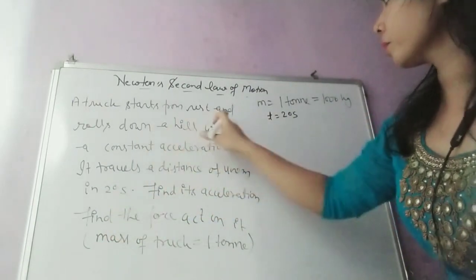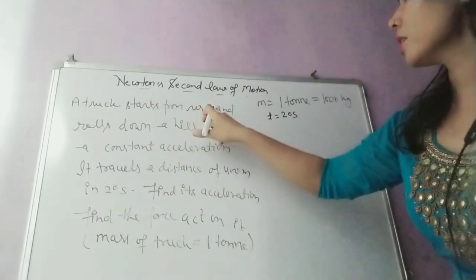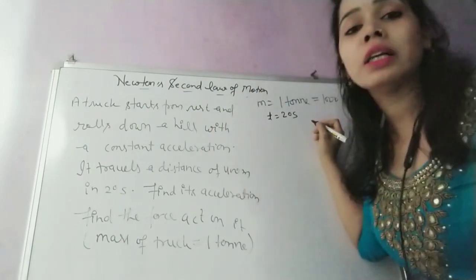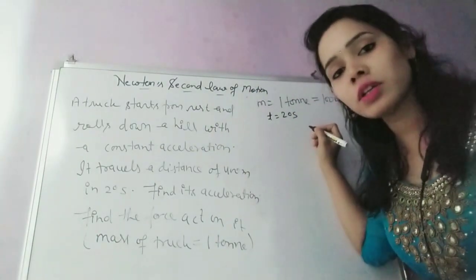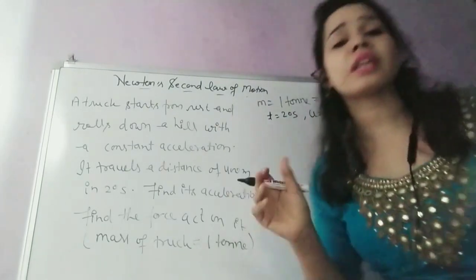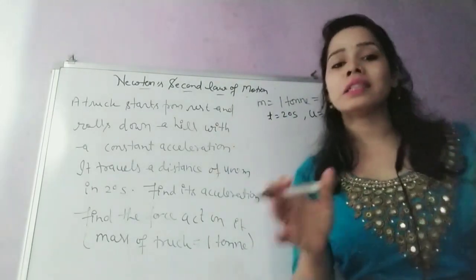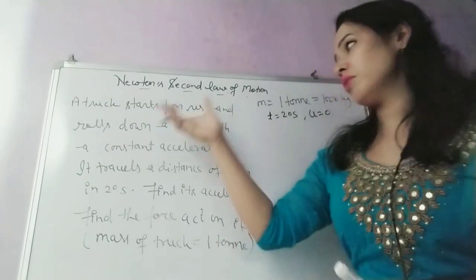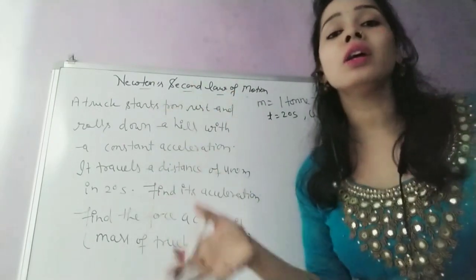And it starts from rest. Starts from rest means what? Its initial velocity is 0. Okay, so u equals 0. If any body is stationary or at rest in the starting, then what will you understand by that question?